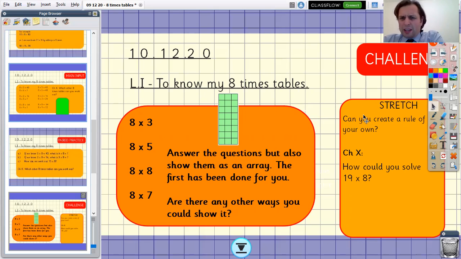And as a bit of an extra challenge, I would like to see if you can create a rule for the 8 times tables. When you're looking at the 8 times tables, is there anything that is the same each time? Are there any commonalities that you can build upon there? And once you've done that, perhaps you could create a bit of a rule. So something like the 8 times table will always have this, or to work something out in the 8 times table, you can do this. And see if you can use that rule to then solve some of these questions here.